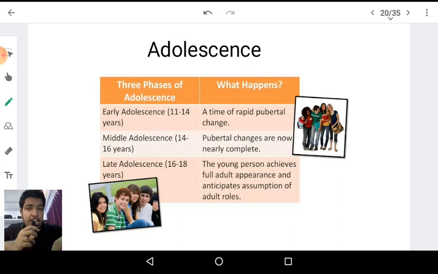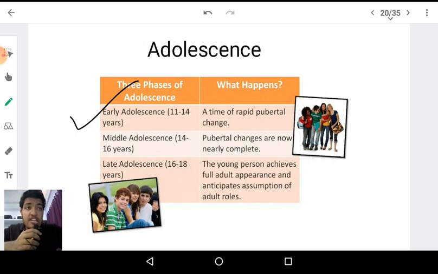So first of all, we have to study about what is adolescence. Adolescence is a period of life which is acting as a transition period between childhood and adulthood. Early adolescence starts at the age of 11 and ends at the age of 14, and at this particular period of time, it is a time of rapid pubertal changes. And what are the changes happening, that we'll be studying in the next slide. Middle adolescence, that is between 14 to 16 years, marks the completion of the pubertal changes. And in the late adolescence, that is between 16 and 18 years, the young person achieves full adult appearance and anticipates assumption of the adult roles.